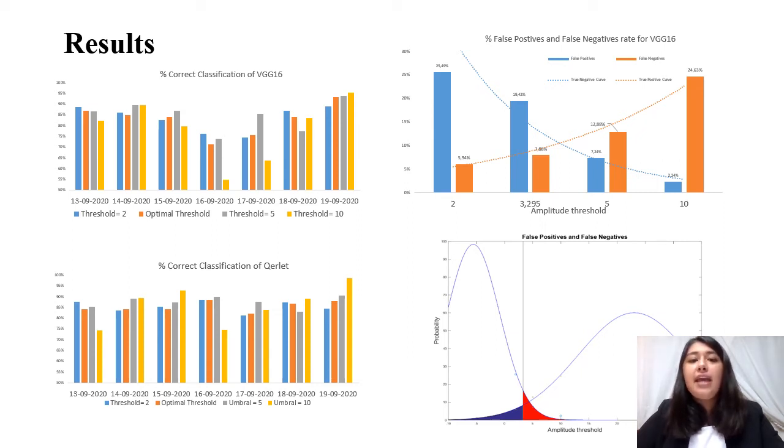For each day, we compare the results from the system and from the reference. From the figure, it is possible to see that the threshold defines the false positive and false negative rates. In order to determine an optimal threshold, we decide to equate the areas of false positives and false negatives. This occurs when the threshold is equal to 3.295.